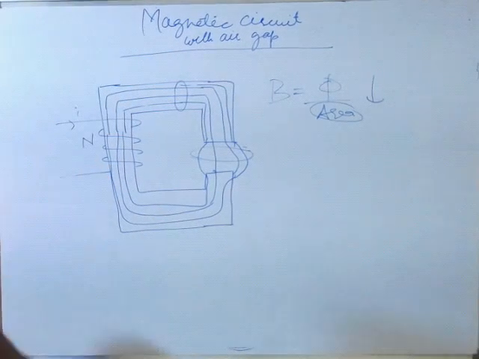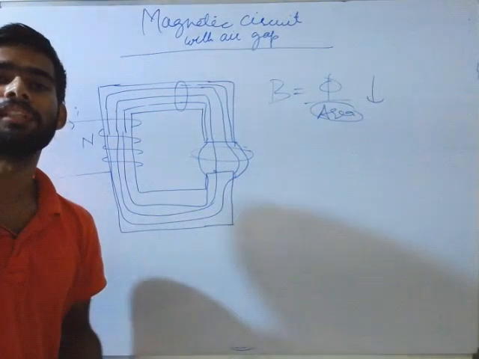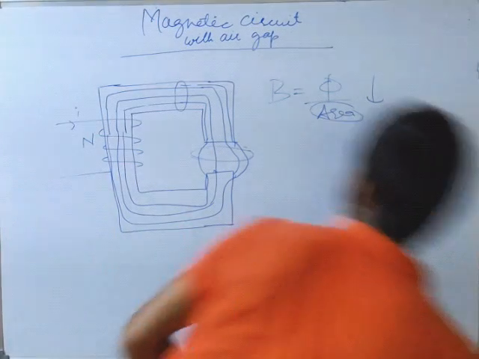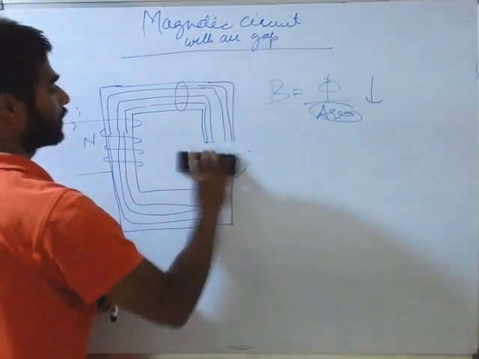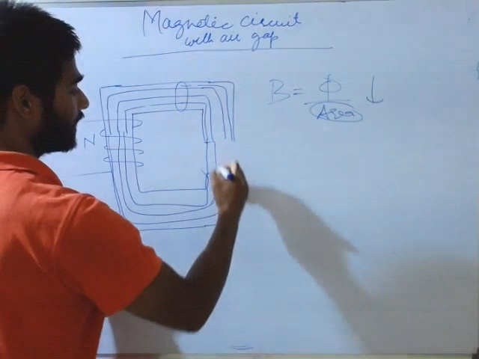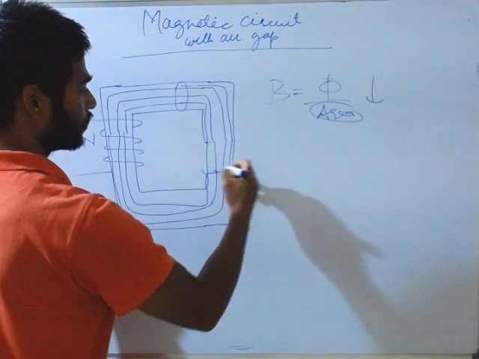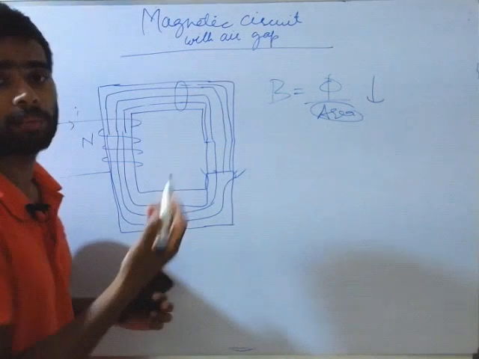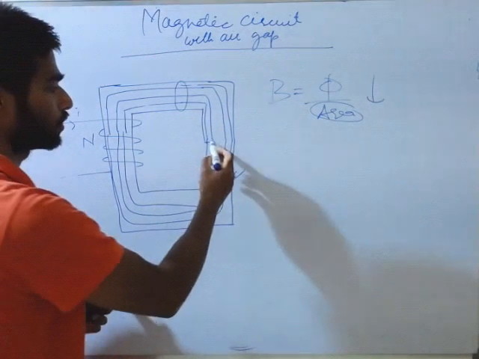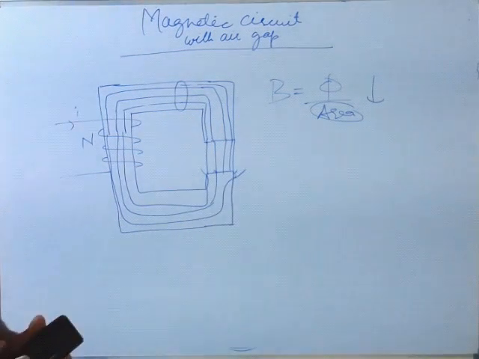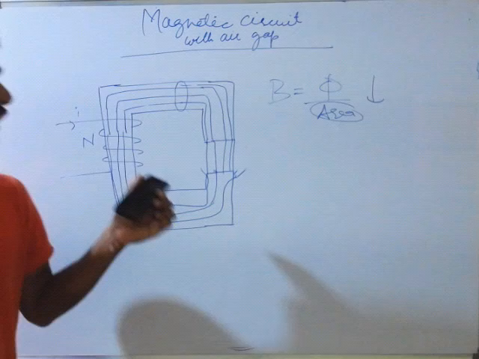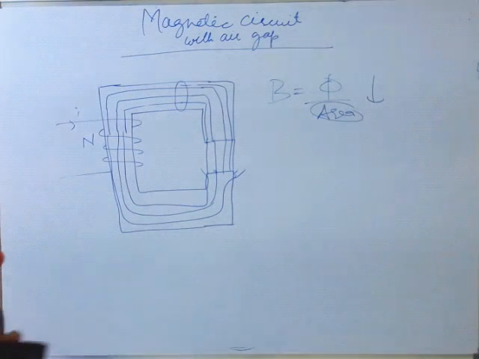But in questions, generally it is given that fringing effect is neglected. What does it mean? It means that the area covered by the flux lines in the core is the same as the area covered by the flux lines in air also. So the flux density becomes equal. What the flux density is in core, that will also be in air. So generally in questions it will be given that fringing effect is neglected. That is the meaning. Sometimes a small objective question is also asked based on this fringing effect.